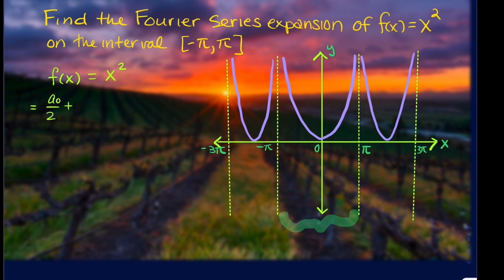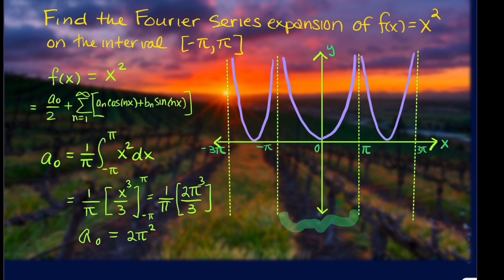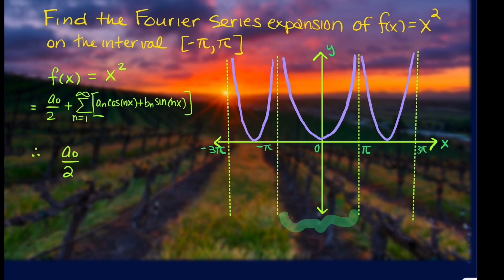F of x equals x squared is going to be given by the Fourier series formula, a sub 0 over 2 plus the infinite series starting from 1 of a sub n cosine nx plus b sub n sine nx. So first we begin by calculating a sub 0. This is 1 over pi times the integral from negative pi to pi of x squared dx. A simple integral to evaluate, and a sub 0 works out to be 2 pi squared over 3. So the first part of our series, a sub 0 over 2, would be equal to pi squared over 3.